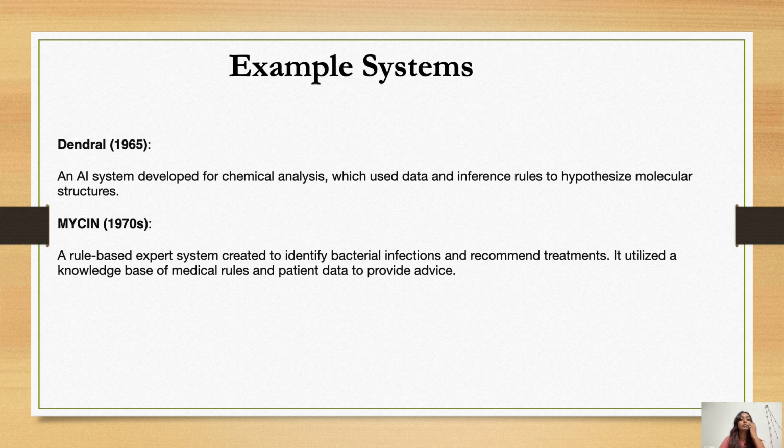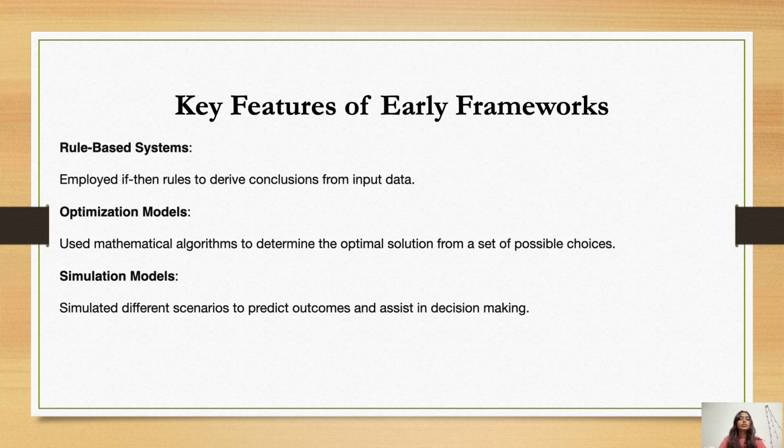So this Mycin was a rule-based expert system created to identify bacterial infections, and based on the infection it was also used to recommend treatments. It also utilized a knowledge base of medical rules and patient data to provide advice. Next, coming to the key features of early frameworks. Rule-based systems employed if-then rules to derive conclusions from input data. So the if-then rule, which we know already, was implied, and it is one of the key features of early frameworks. Then optimization models used mathematical algorithms to determine the optimal solution for a set of possible choices.